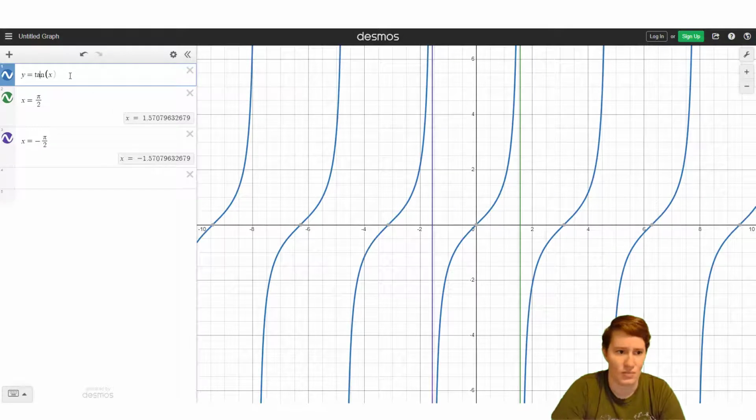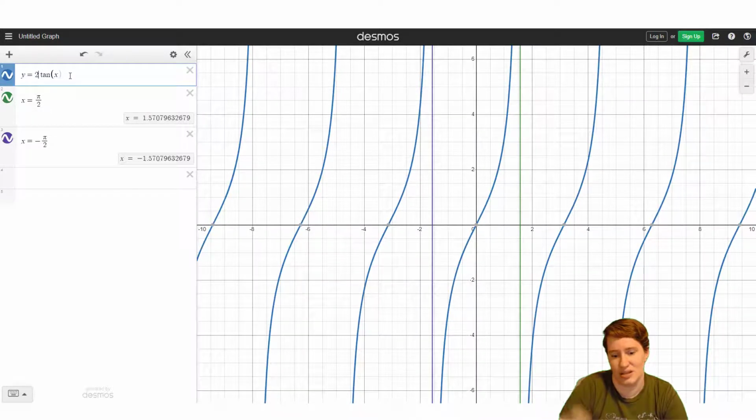We can put a number in front of tangent, and what that does is it stretches our graph or shrinks it vertically, and so you can see how it makes it go up faster, right?